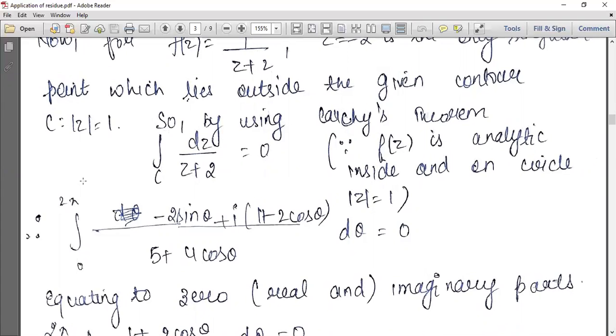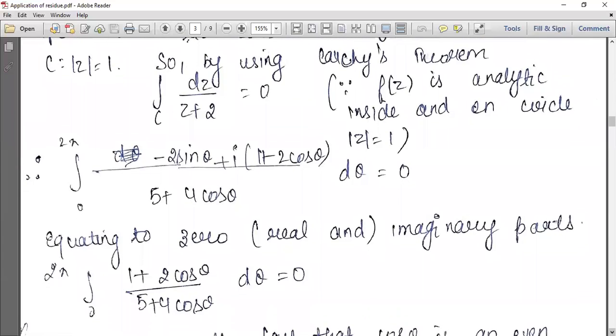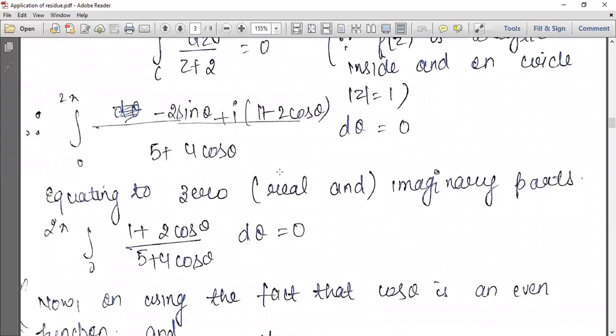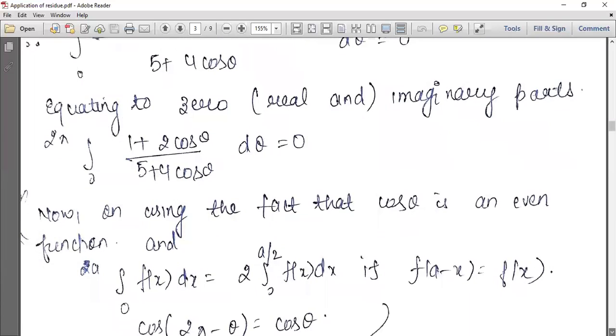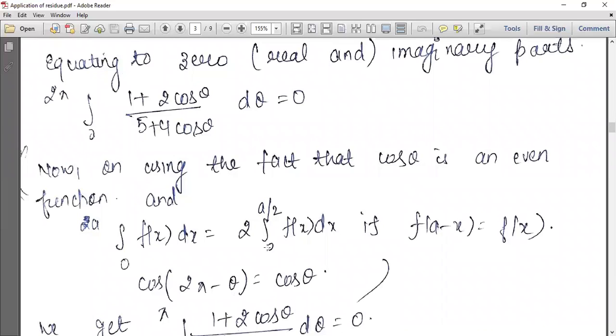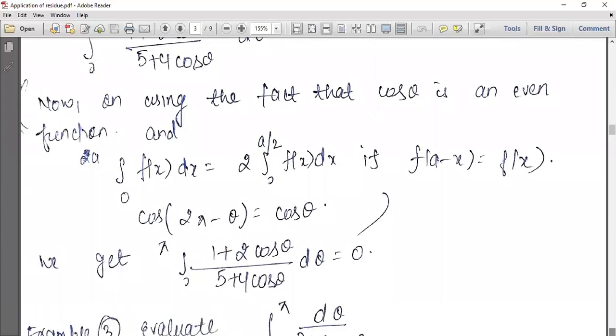Now if this is 0, then you can equate real and imaginary parts, and they both will be separately 0. So I will use my real and imaginary parts as per the question requirement. This will be integral 0 to 2 pi, 1 plus 2 cos theta over 5 plus 4 cos theta d theta, equal to 0. The only thing is we need limits from 0 to pi, not from 0 to 2 pi. So we will use the fact that cos theta is an even function, and if cos theta is an even function, we have this result. I will use this result, which will give me the desired result.